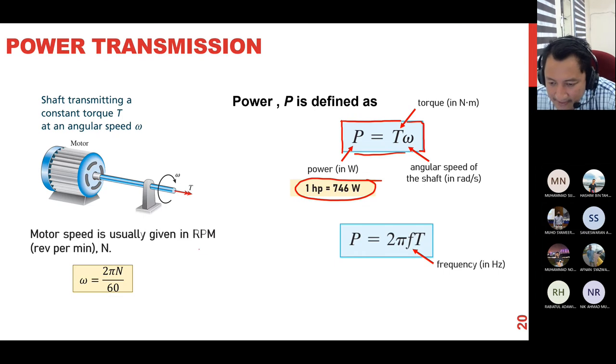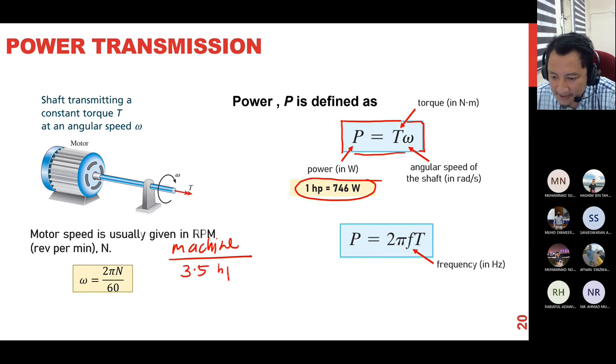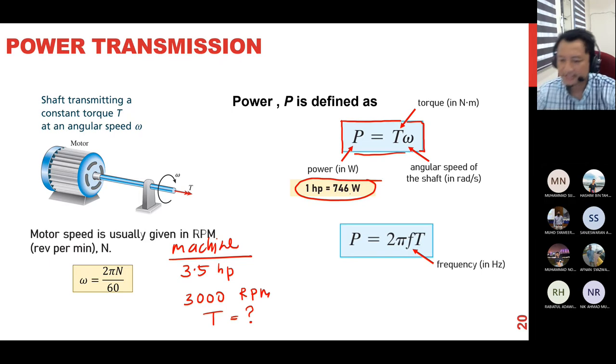Let's say I have a machine. Machine is running at 3.5 horsepower. Okay. And it is running at 3000 RPM. 3.5 horsepower, 3000 RPM. How much is the torque currently being transmitted in this machine?